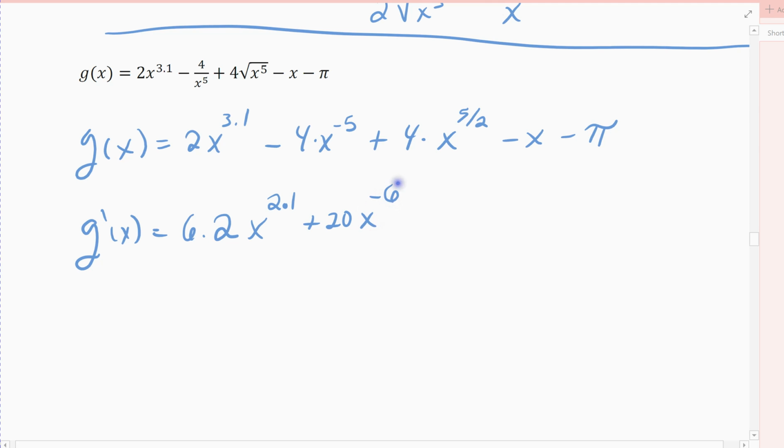If I'm going to make a mistake, this is where I typically make mistakes, with negative exponents, sometimes I'll add instead of subtract. So make sure you're careful there. It's an easy mistake to make. I subtract 1 from negative 5, so I get a negative 6.